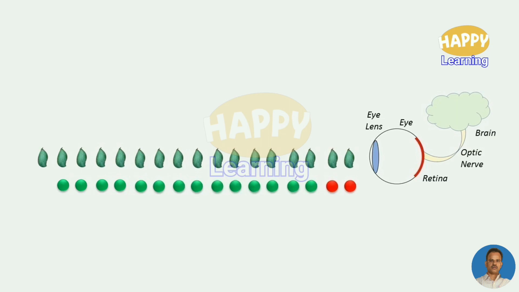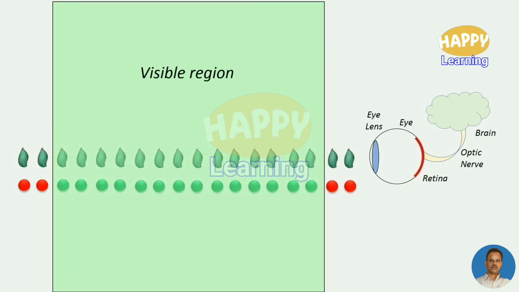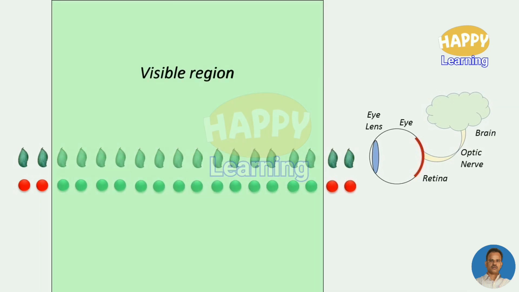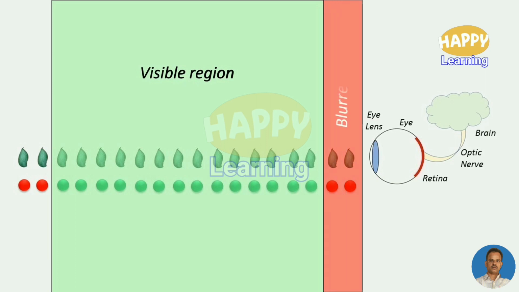Now the object is blurred. That means the eye is not able to see this object clearly, so put a red button. Again, on further moving the object away, put a red button. So this is the visible region, green shaded. This red shaded area is the blurred vision area.